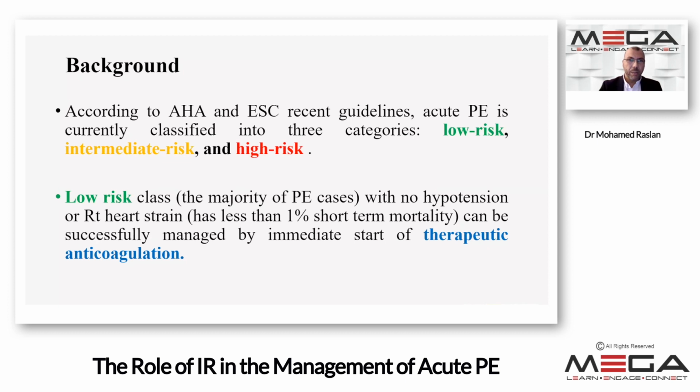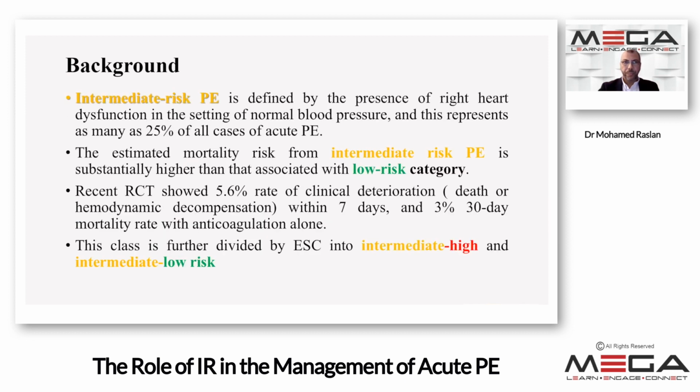According to the recent American Heart Association and European Society of Cardiology guidelines, acute pulmonary embolism is currently classified into three categories: low risk, intermediate risk, and high risk. The low risk class, which is the majority of PE, with no hypotension or right heart strain, has less than 1% short-term mortality and can be successfully managed with the immediate start of therapeutic anticoagulation.